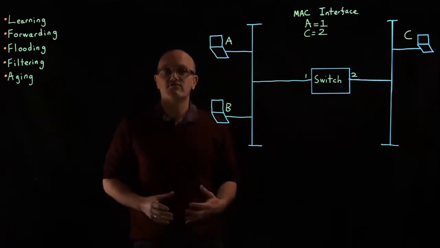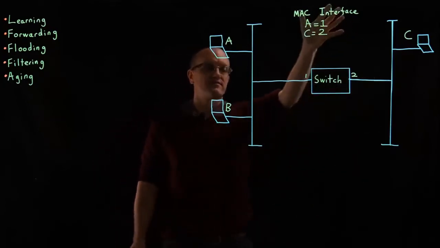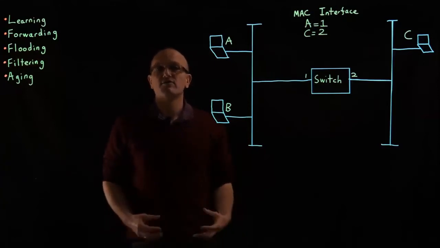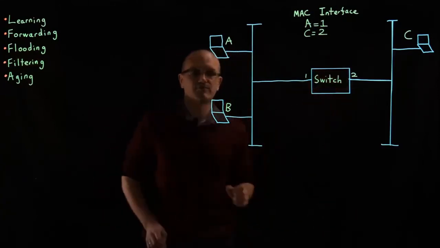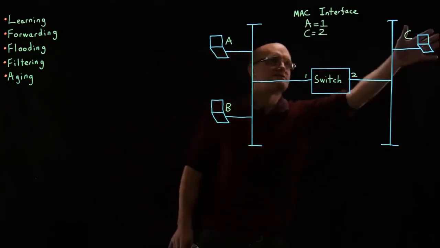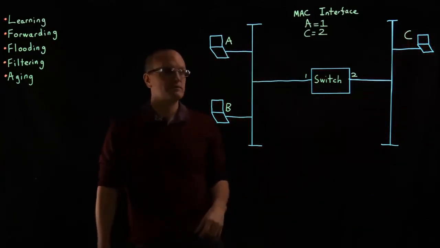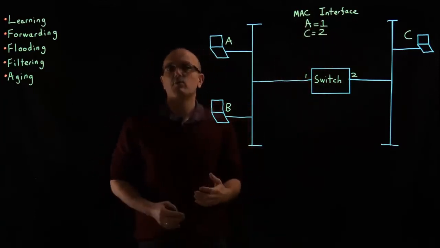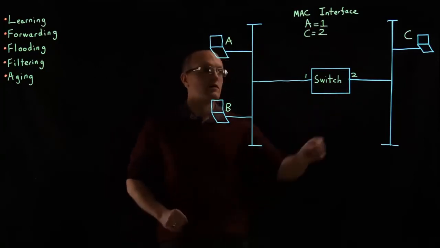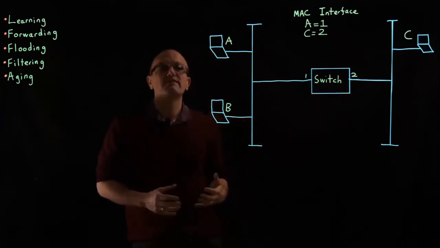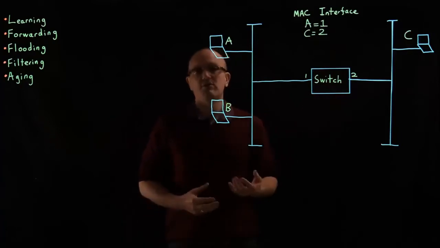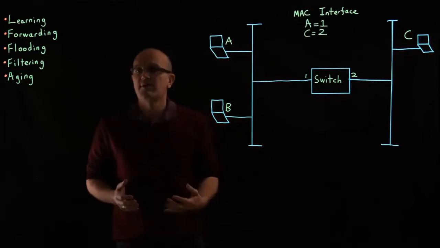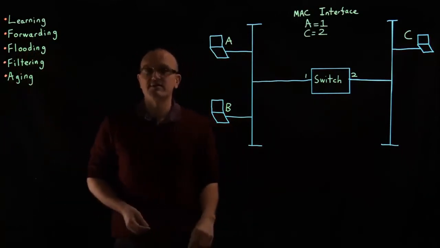Next, we need to send traffic utilizing this forwarding table. This is where the forwarding function comes in. So this frame is now on the switch, destined for host C. We look up host C's MAC address in the forwarding table. We see that the port is 2. So we send this frame out of interface 2, on the way to host C. That's the forwarding functionality of a learning bridge.